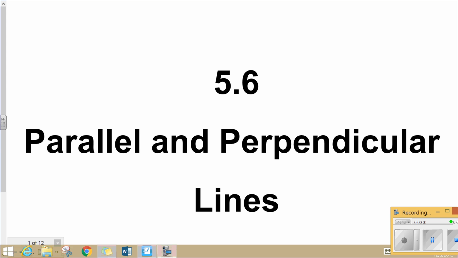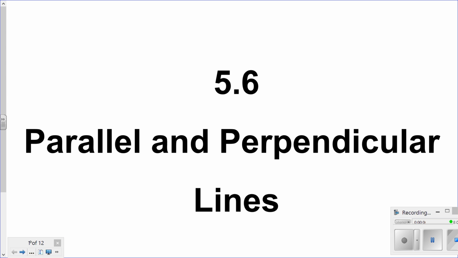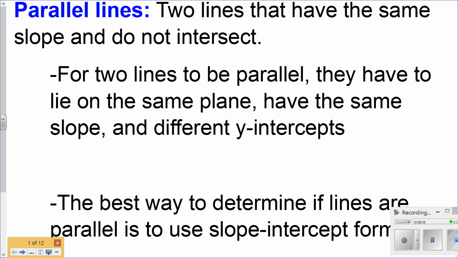Hello. Today we are going to learn about parallel and perpendicular lines. So let's get started. We're going to start off by talking about parallel lines. Parallel lines are two lines that have the same slope and do not intersect.